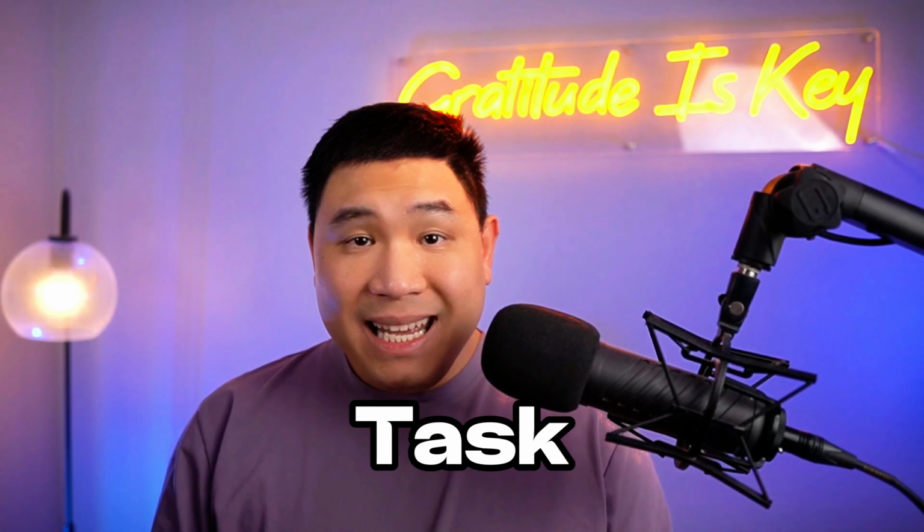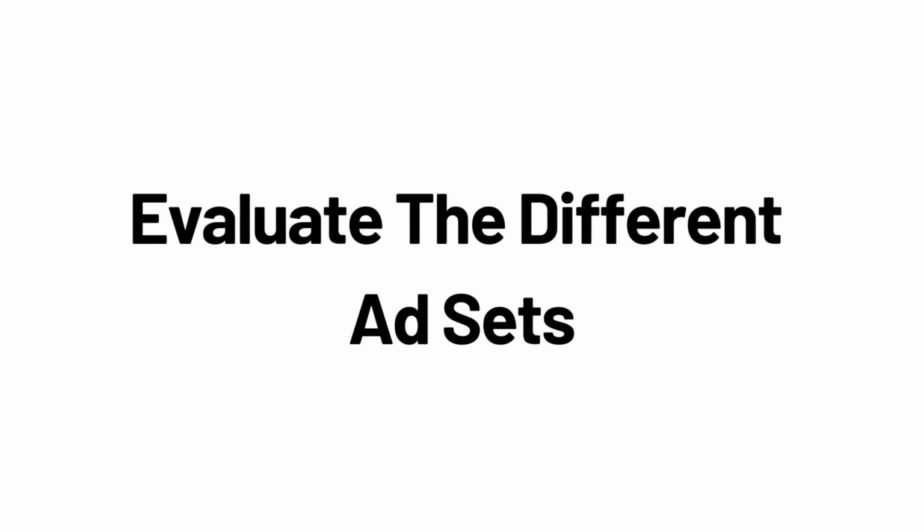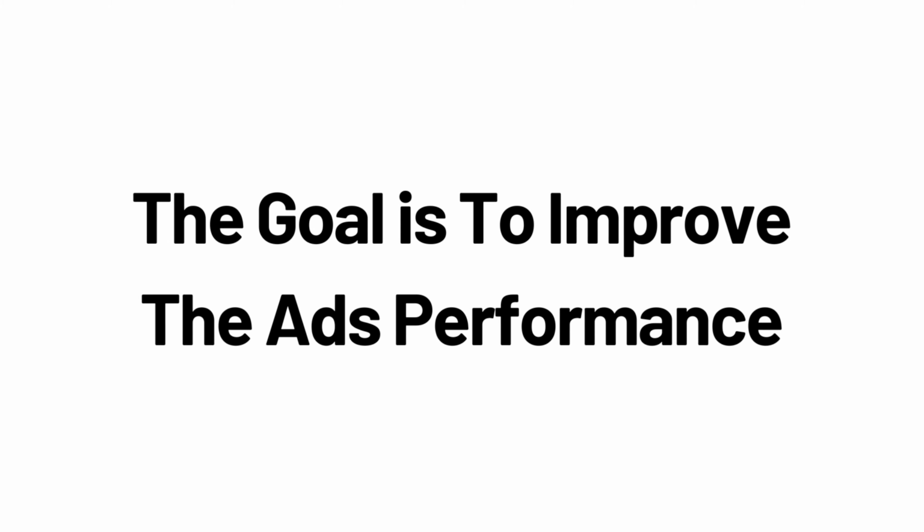T-A-G. T is for task. You will tell ChatGPT what you expect it to do. Action is more or less like a role. You are assigning a role and telling it what to do. For example, act as a Facebook ads expert. And the goal is your objective for this task. For example, the task is to evaluate the different ad sets that you have. The action, act as a Facebook ad expert. The goal is to improve the ad's performance.